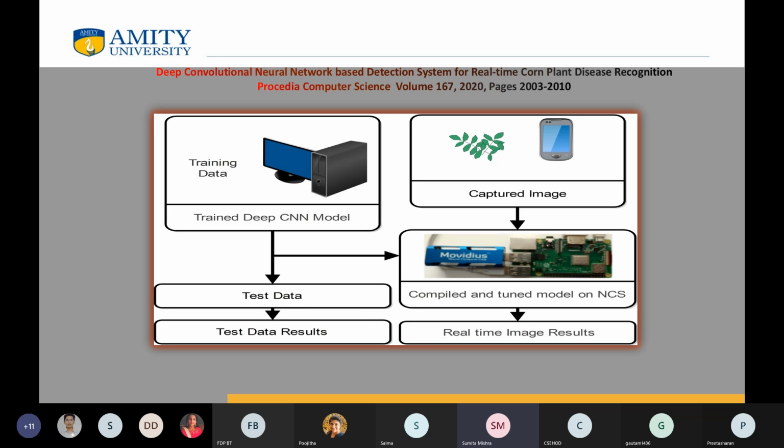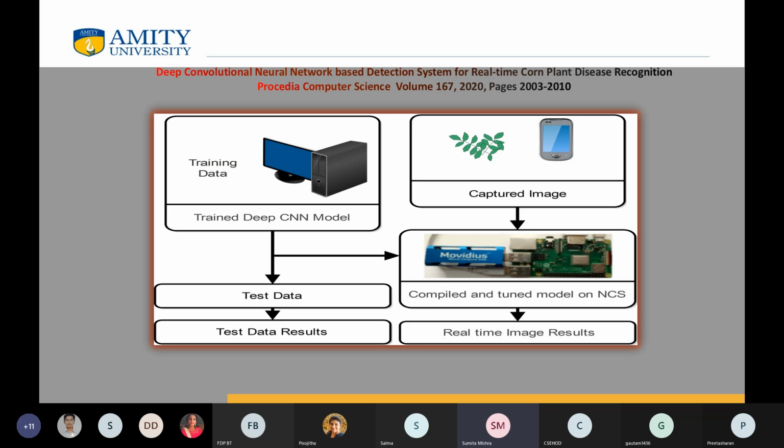So now what is the benefit of these compute sticks? They basically have vision processing units on them. So you can run your deep learning model on a resource constrained device also. Here in this case, we used Raspberry Pi. Raspberry Pi is a small computer, but its computing power is not large.